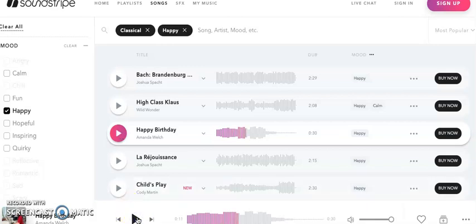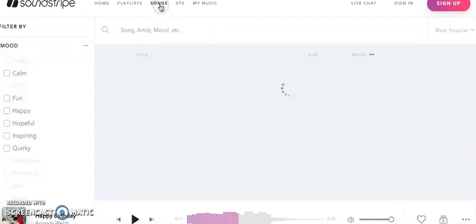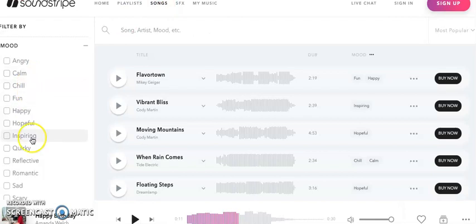Basically, it allows you to download royalty-free music that you can use for anything and not be penalized for, and that is key on social media. So spend some time with this. Sorry, I went over my time. Spend some time with Soundstripe and find the music that is going to work best for you and what you're looking to do.